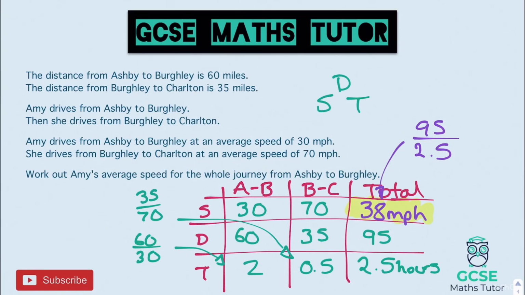So again, we're categorising all those bits of information, filling in any missing pieces, and remembering that for the overall journey we need the overall distance and the overall time in order to work out our overall speed. Let's have a look at something where something slightly different happens, okay?